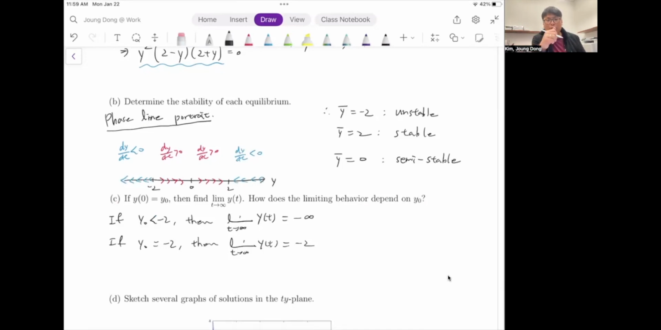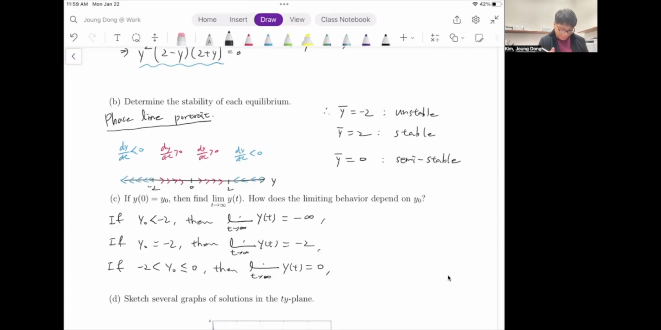Any number between -2 and 0 tends to go up toward the stable line, which is 0. It is converging to 0, right? That's it. And what about at 0? It is an equilibrium, which always equals 0. So we can say my y0 is bigger than -2 and less than or equal to 0, let me combine that one too. Then the limit as t goes to infinity of y(t) will be 0.